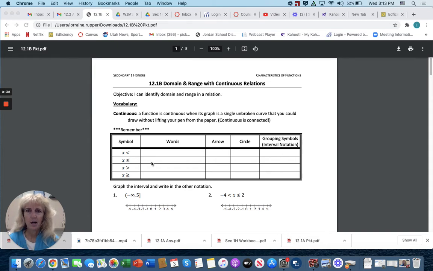Okay. The words for this are less than or equal to. The arrow's to the left. It's a solid circle because there's more ink it takes to draw this line. So it's a solid circle, and then it's paired with a bracket. Okay. So please fill that in.